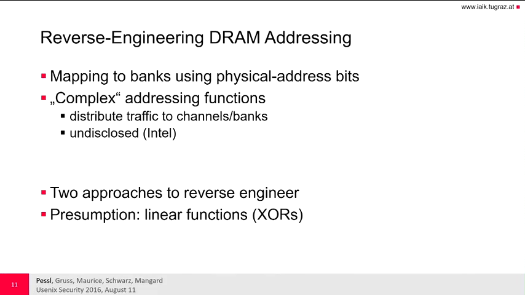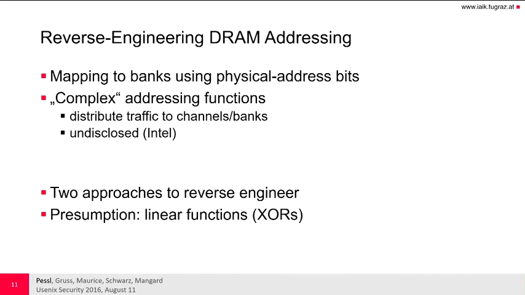Now, the mapping to channels, ranks, and banks is done using a subset of physically addressed bits. These bits are often not used directly, but instead first combined into some sort of complex addressing functions. This is done to distribute the memory traffic to channels and banks more evenly, and thus to increase the performance by using the inbuilt channel and bank parallelism more efficiently.